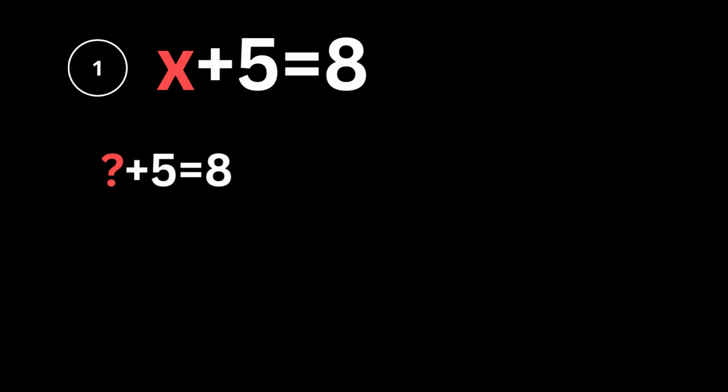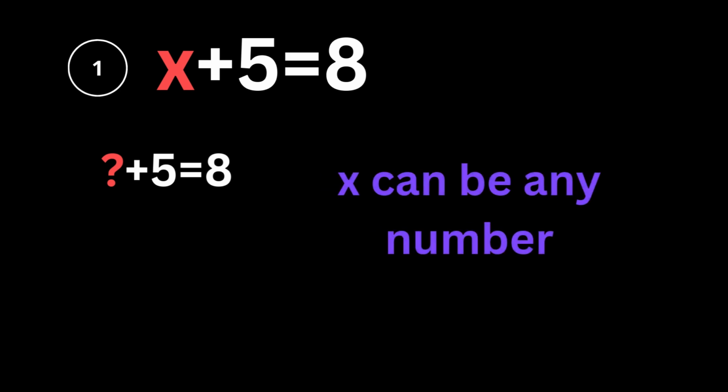Now you might be wondering, what is x? x is a variable. It has a value that we don't know yet. And x is just basically a number. We just need to find out the value of that number. So now let's think about this equation. What number plus 5 is equal to 8?